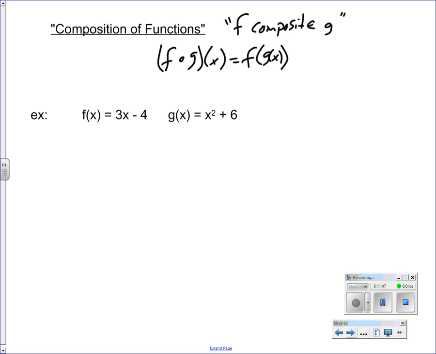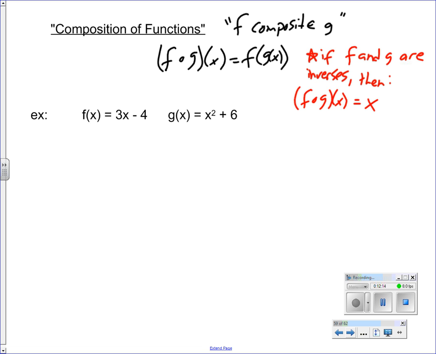One special property of composite functions, which we talked about when we discussed inverses: if f and g are inverses, then when we compose them with each other, we'll just get back x. So f composite g of x equals x. That's a special property for inverse functions. It means if they're inverse functions, they cancel each other out, and we just get back what we put in.